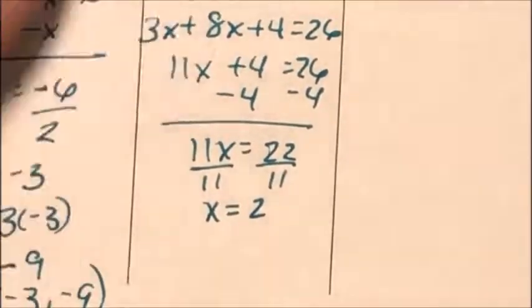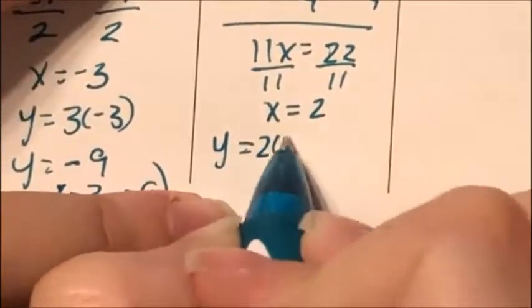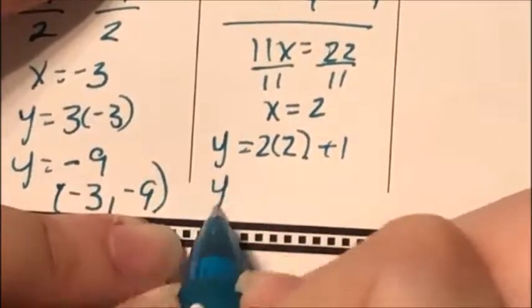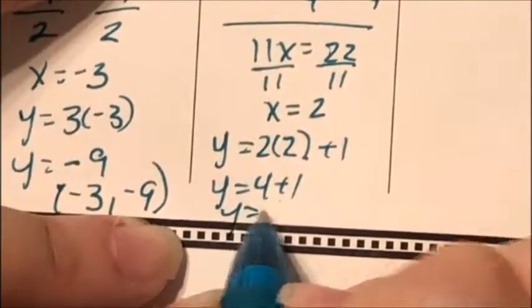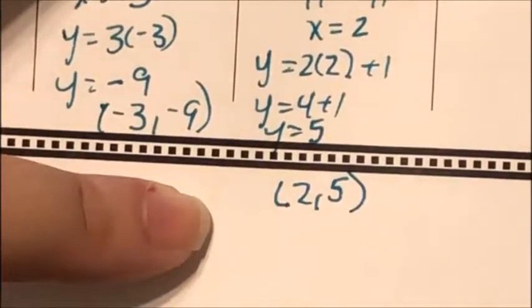Then I'm going to plug that back in to my first equation. Y equals 2 times 2 plus 1. So y equals 4 plus 1, y equals 5. Okay, so my solution is 2, 5.